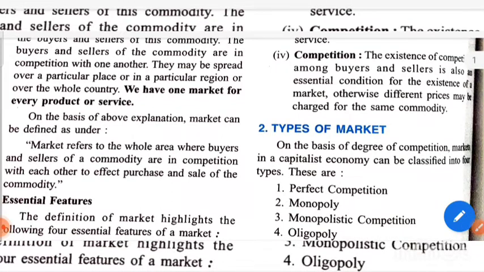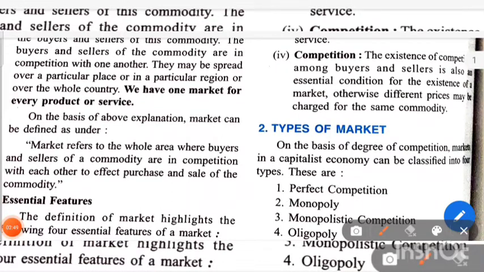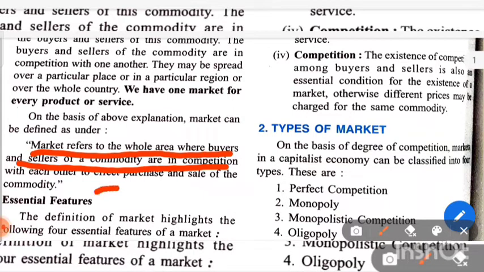Now I'll underline the definition. Market refers to the whole area where buyers and sellers of a commodity are in competition with each other to affect the purchase and sale of the commodity. So you can say with this definition that it's an area where buyers and sellers of a commodity are in competition with each other so that they can affect purchase and sale.